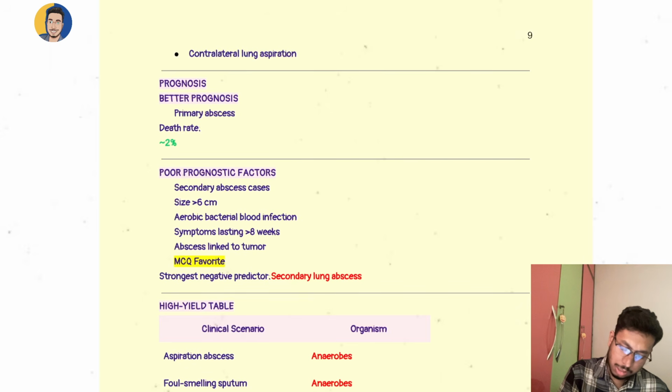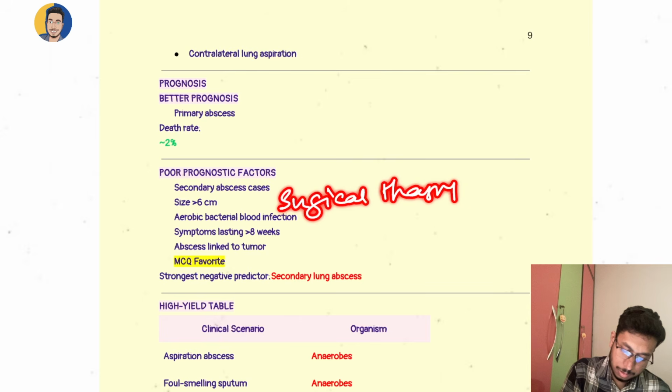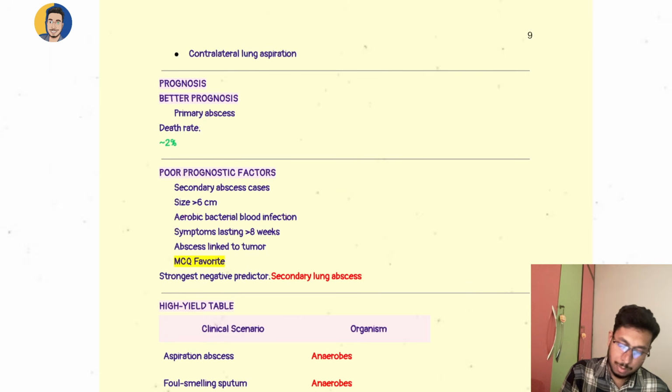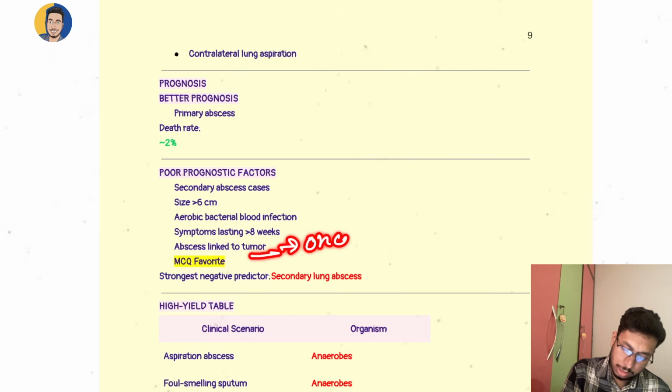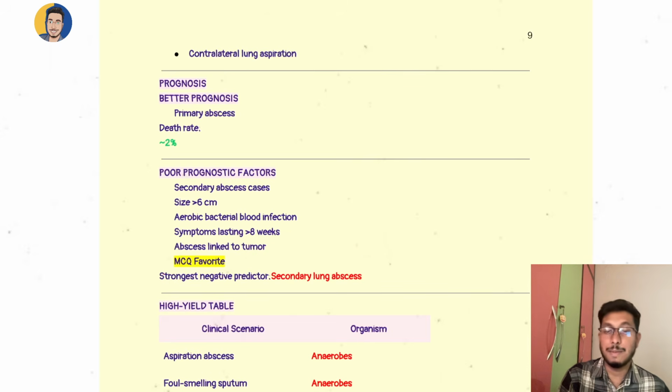Malignancy per se is always a bad prognosis. Also, if size is more than 6 centimeter, the drug cannot penetrate properly, and we need to go for surgical therapy. If there is associated bacteremia, aerobic blood infection, there is bad prognosis. Symptoms lasting for more than 2 months, so the drug is not affecting at all, bad prognosis. Tumor associated, so oncological causes, bad prognosis. So the strongest negative predictive factor in abscess is whether it is primary or secondary: primary good prognosis, secondary bad prognosis. All right.